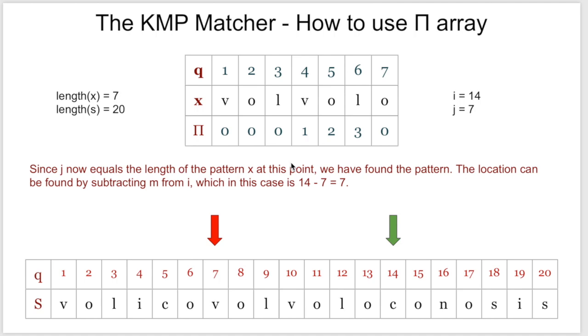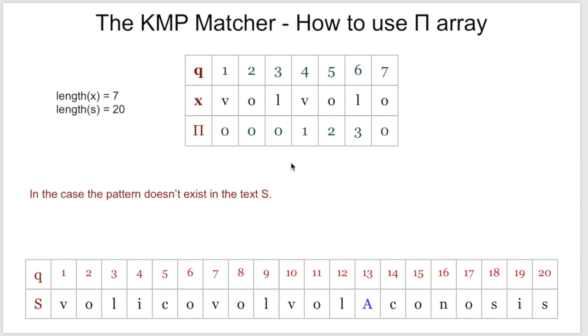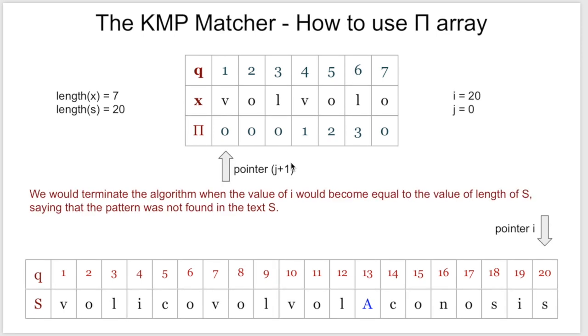Yes, you can see the green and the red arrows representing the existence of the pattern in my string. Now what would have happened in this case? I have changed my string a bit so that my pattern doesn't exist in the string. So if my pattern doesn't exist in the text, then my j would have never equaled the value of the length of the pattern, and hence I would have run out of the values that I can take.